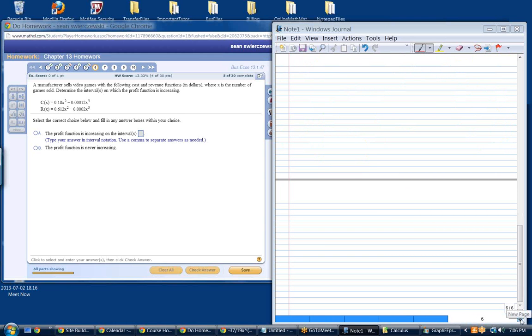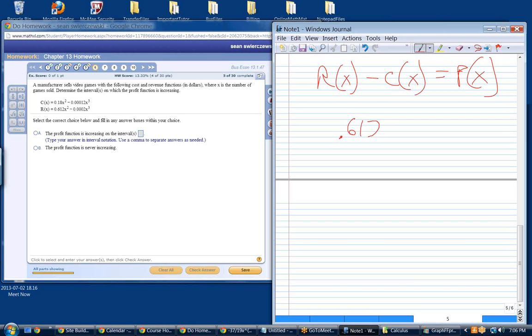Okay, so revenue minus cost. You can see why that's profit. Mm-hmm. Oh, you got to be kidding me. And then they're going to throw in all these decimals? What is their purpose here other than torture? Torture? I mean, that's crazy, isn't it?